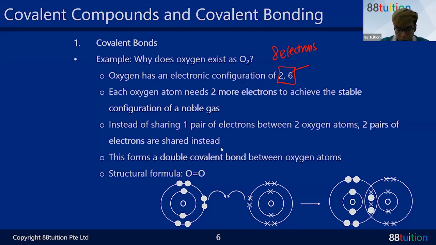So this one is what we call a double covalent bond because they're sharing 2 pairs of electrons. And you see the structural formula here, this is a double bond. So it's 2 lines instead of a single line. So if it's a triple bond, then it will be 3 horizontal lines.